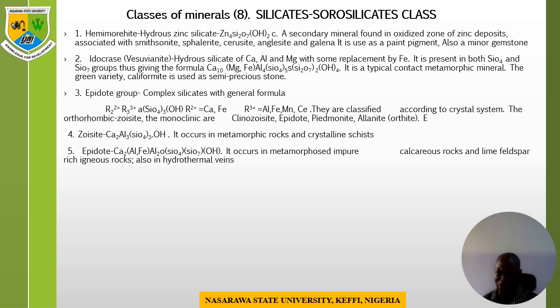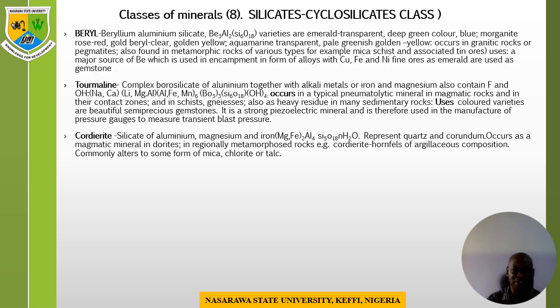Then we have the epidote group, which is a complex silicate with the general formula as stated below. Then zoisite, which occurs in metamorphic rock and crystalline schists. And cordierite occurs in metamorphic impure calcareous rocks and limestone, ferrite igneous rocks, also in hydrothermal vents.